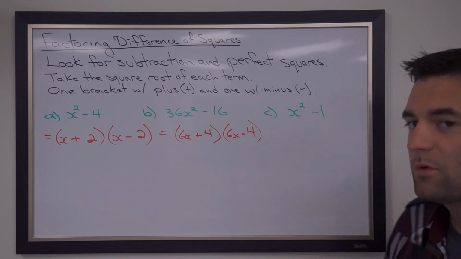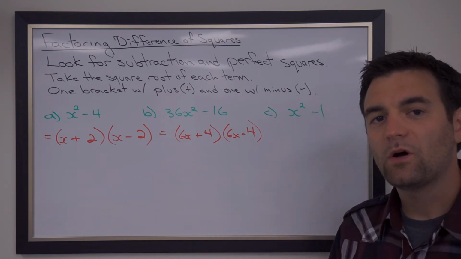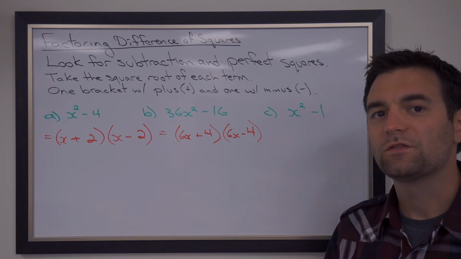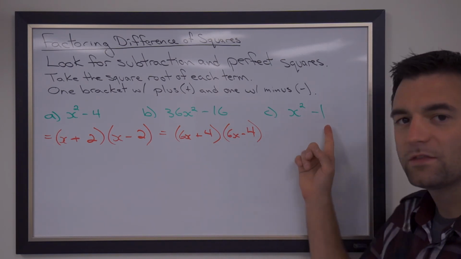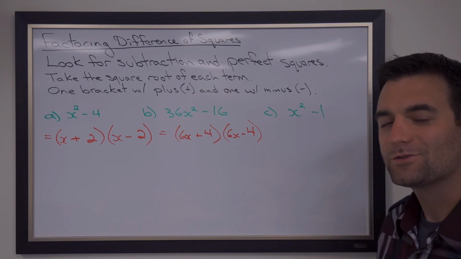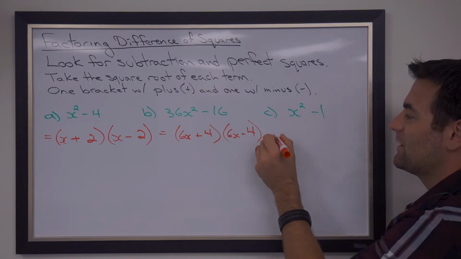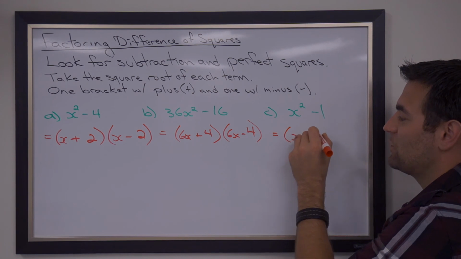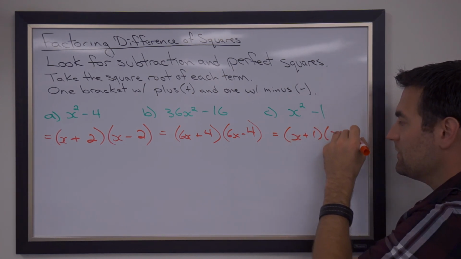I put this extra problem on here because this is one that people often make a mistake on and don't realize it's a difference of squares. A lot of people forget that the number 1 is 1 times 1, meaning it's a perfect square. So we can take this as a difference of squares, and we get (x plus 1)(x minus 1).